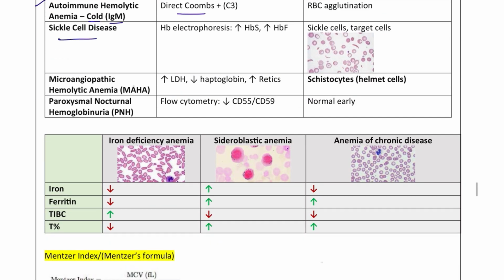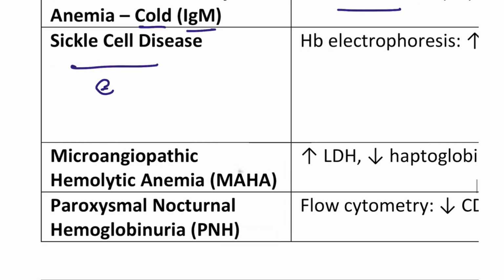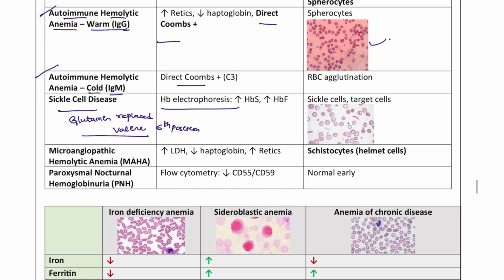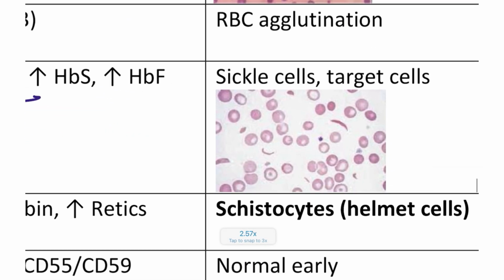Sickle cell disease. What is sickle cell disease, guys? Glutamic acid is replaced with valine. Glutamic acid is replaced with valine at the sixth position. Electrophoresis is the best test, and here you are going to see this kind of sickle cells due to decreased oxygen levels.